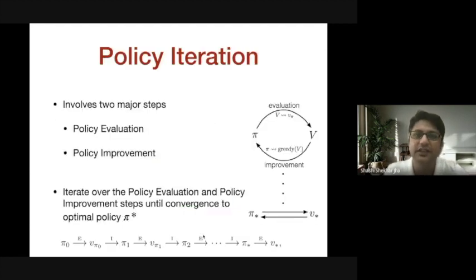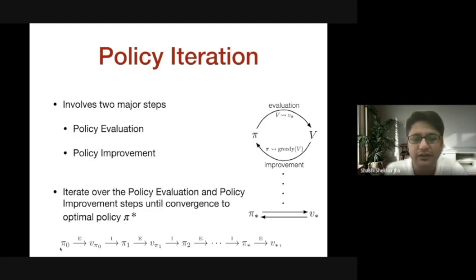So the first method is called the policy iteration method. Now, how does this method work? This method involves two steps: policy evaluation and policy improvement, right? And we iterate over these two steps. First we evaluate a policy, then we improve the policy, again we evaluate, improve, and we keep on iterating over these two steps until we reach the optimal policy.